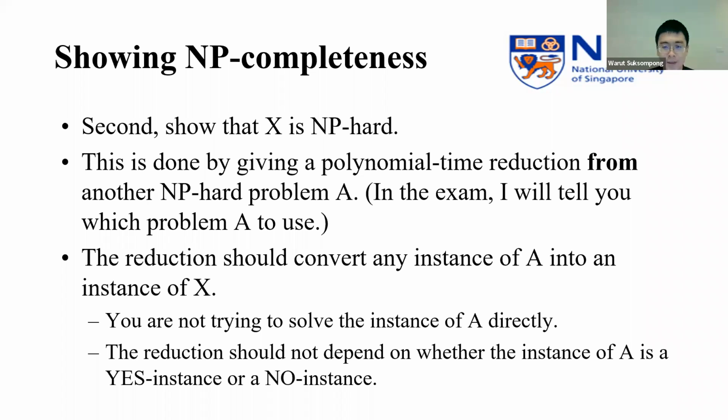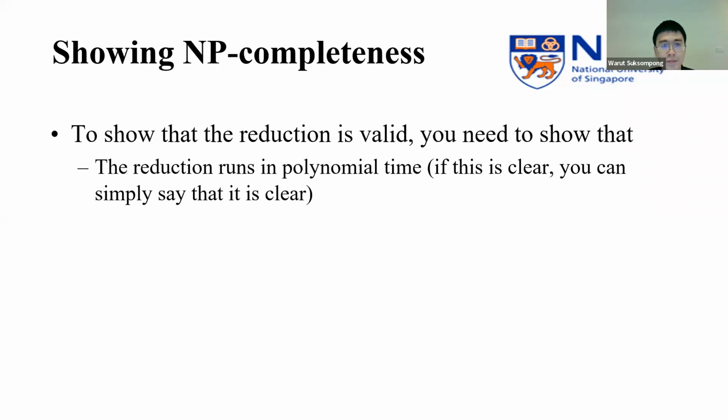It should not depend on this, because the problem A itself is NP complete, so it's likely that there's no poly time algorithm. That's not the point of the reduction. The point of the reduction is just to convert an instance of A into an instance of X, regardless of whether the instance of A is a yes instance or a no instance. So the reduction, as we've seen, should not depend on whether the instance of A is yes or no. You just want to do this conversion.